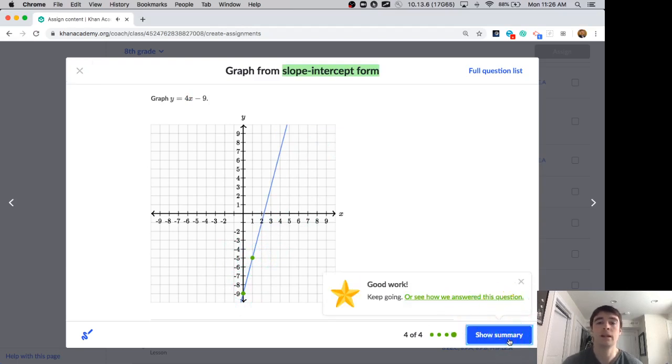So again, big key: identify the y-intercept, plot a point for the y-intercept, then identify the slope and use that slope to go back to the y-intercept and find your next data points for the graph.